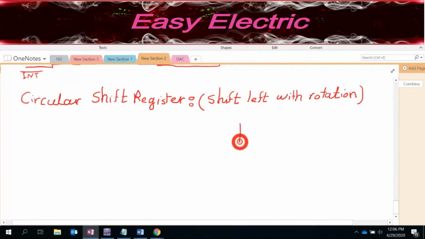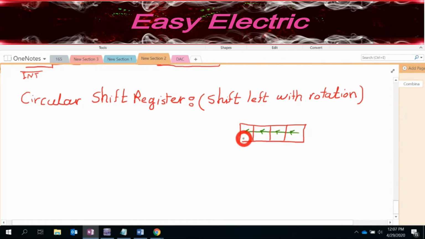So what it means, again, we are looking for a 4-bit shift register. So you have 4 bits. If I change the color, so that's clear. It should be shift left, right? So whatever you have here should be moved to this. Whatever you have here should be moved here. Whatever you have here should be moved to here.